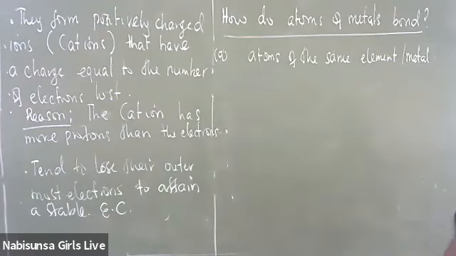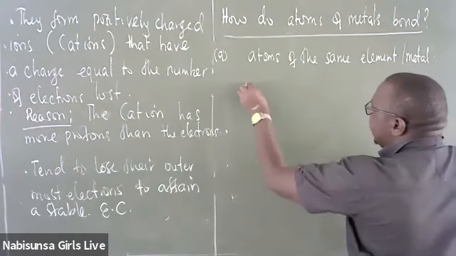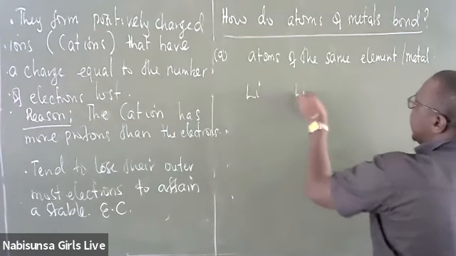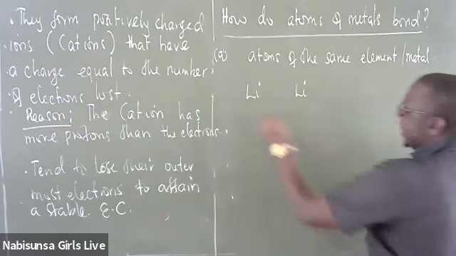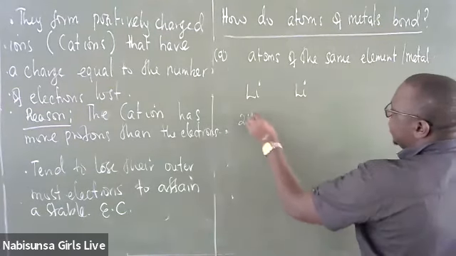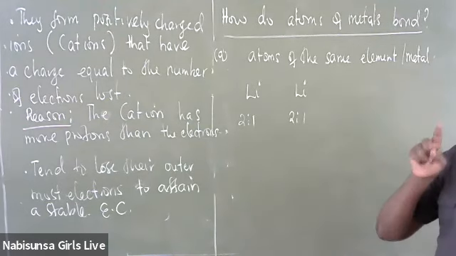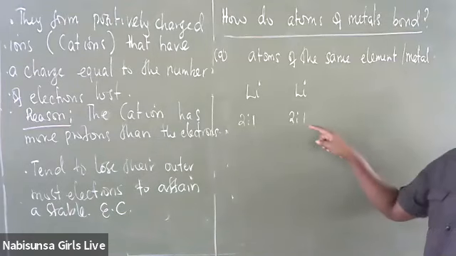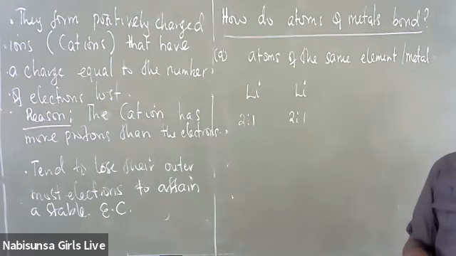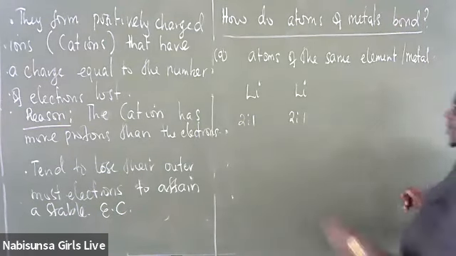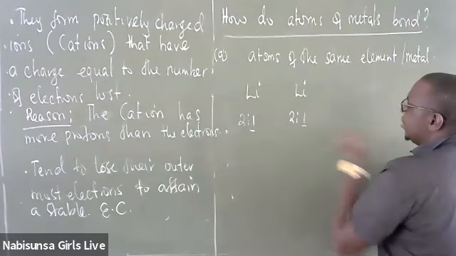Let me just use lithium. Lithium and lithium atoms. This one has 2,1, and also this one has 2,1. How are they going to bond with each other? Remember we say that metals are meant to give away, to transfer. And also this one is going to be giving away. Are they going to give away? This is where things are going to get a little bit interesting, but it's going to be very simple. This one is rich, it can give away, and also this one is rich to give away.